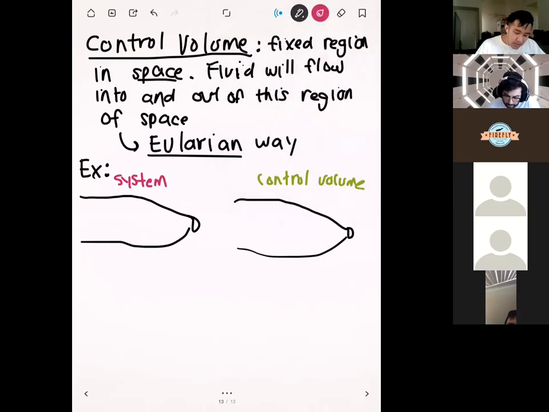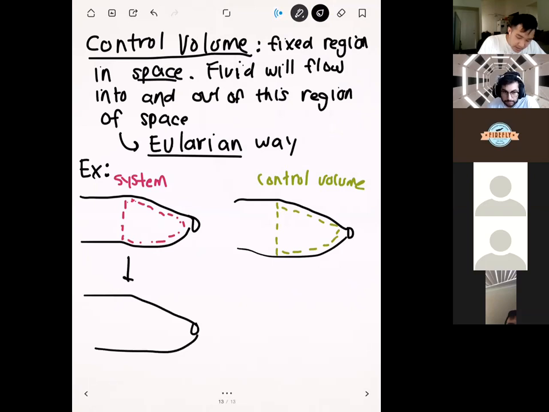Okay, so let's start with the same kind of thing. Let's say for our system, we'll identify this region right here, or this amount of mass. We'll start with the mass of the fluid that's in here, and the control volume will define our region to be the exact same. And so let's see how these two evolve as the fluid flows.